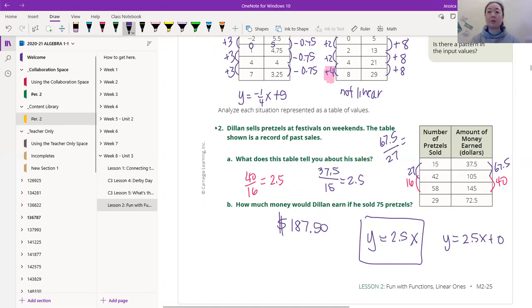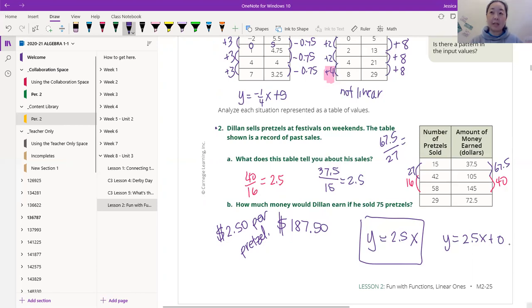That's our slope. And then what's our y-intercept? The slope means $2.50 per pretzel, and we don't get any initial income. So all we're doing is taking that 2.5 and multiplying it by the number of pretzels Dylan sells, and that's how we get the amount. So how much would it be if you sold 75? Well, 75 times 2.50 would give you 187.50. Okay, so that's what that would be.